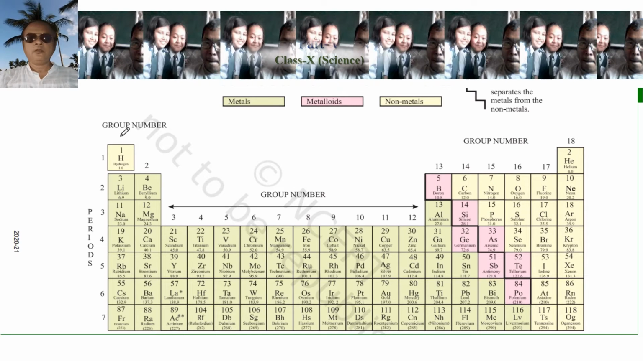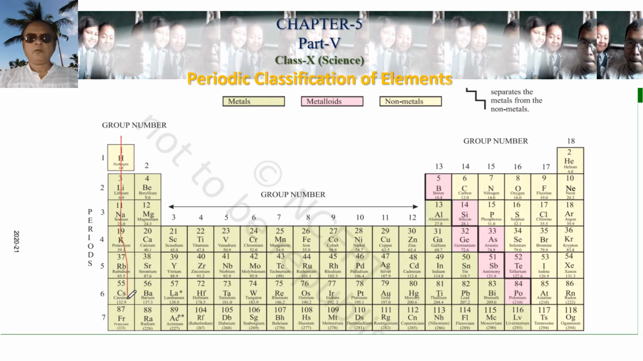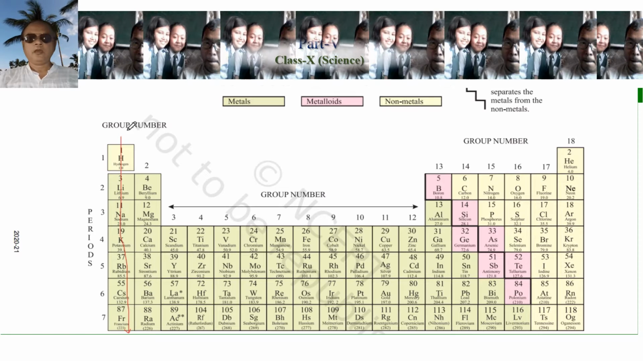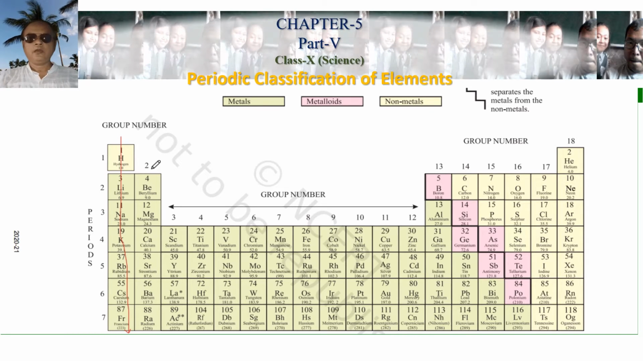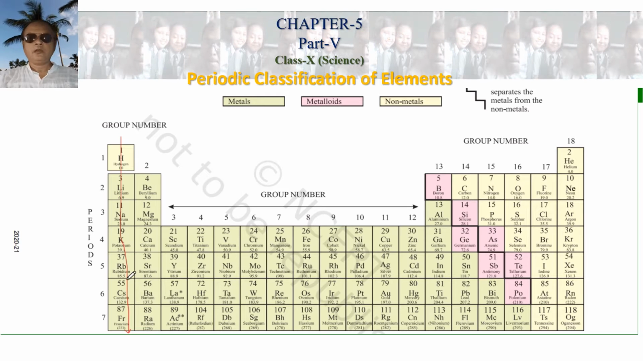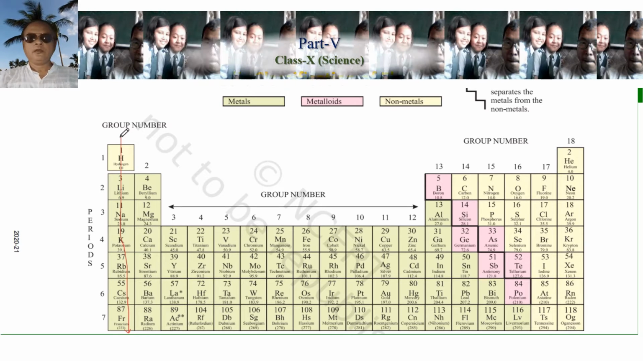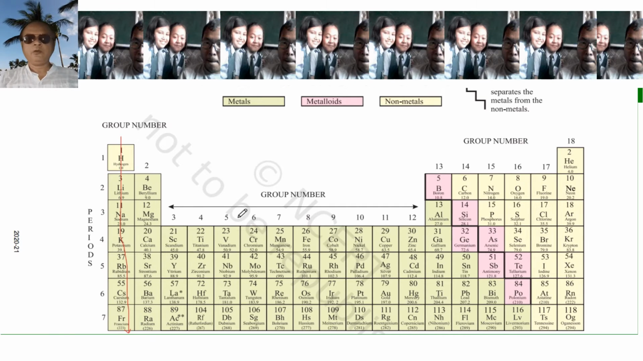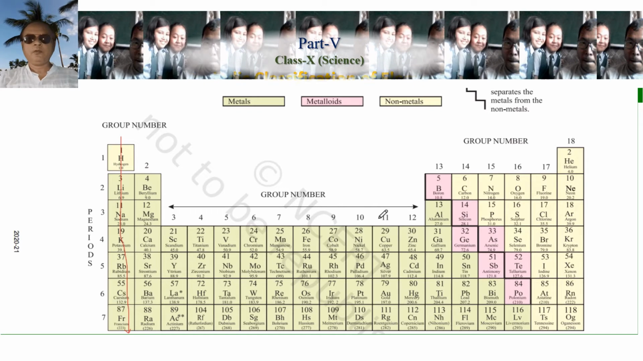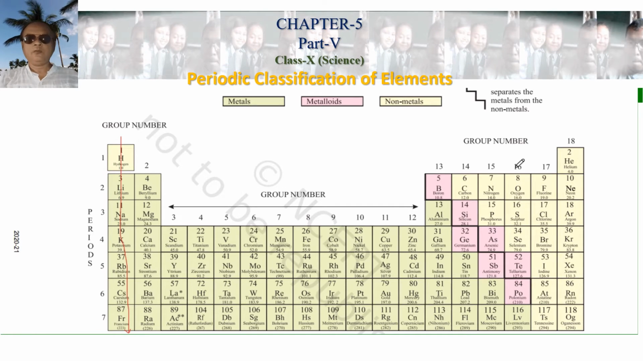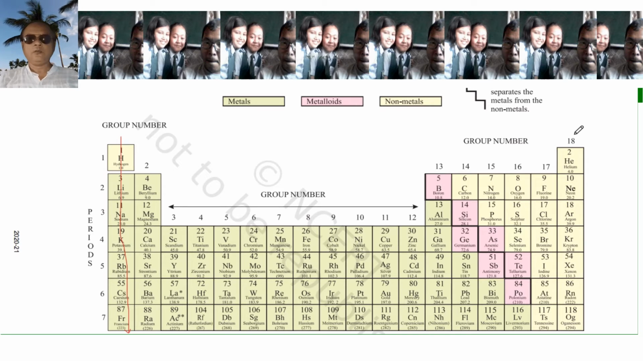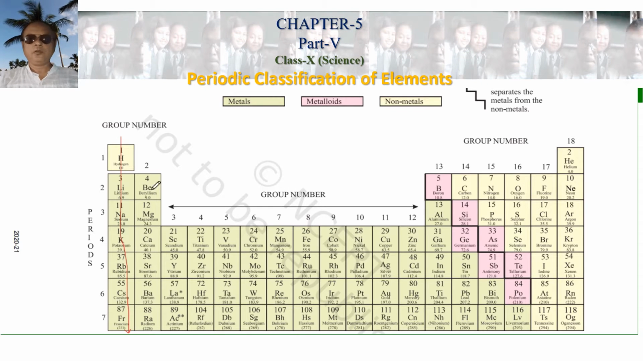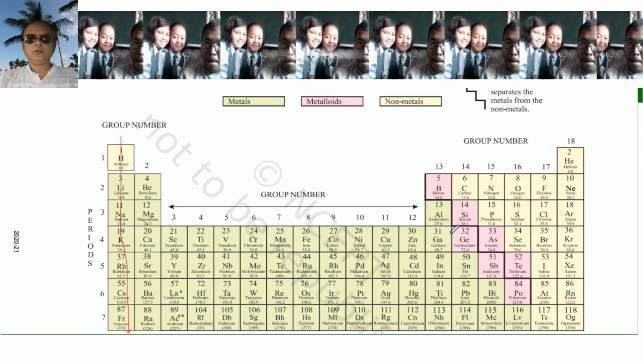The vertical columns are called groups. So how many groups are there? In the modern periodic table, these vertical columns are called groups. Counting 1, 2, 3 up to 18, there are 18 groups in the modern periodic table, and these are the rows.